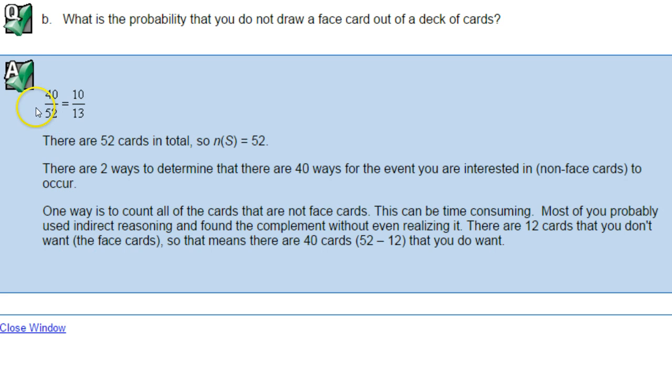Either way, you're trying to figure out the number of ways that event A can occur, and event A is the drawing of a non-face card. So 40 out of 52 simplifies to 10 out of 13.